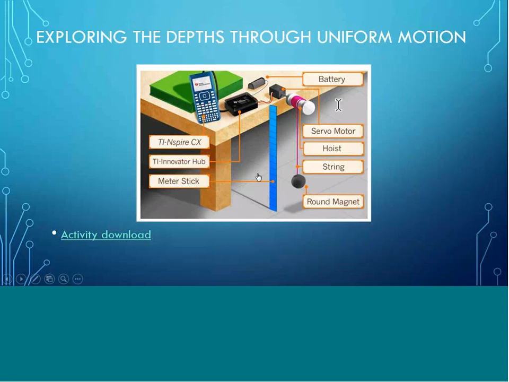This was the actual activity that I had the students do. It's called Exploring the Depths Through Uniform Motion. The materials were very inexpensive. I asked the students to bring in empty water bottles or empty Gatorade bottles to use for the actual hoist right here. I got myself some string and some magnets, and then we had a magnet on the floor. The batteries and the hub and the calculators I actually had. And so they were able to build this and then present their information to their parents.